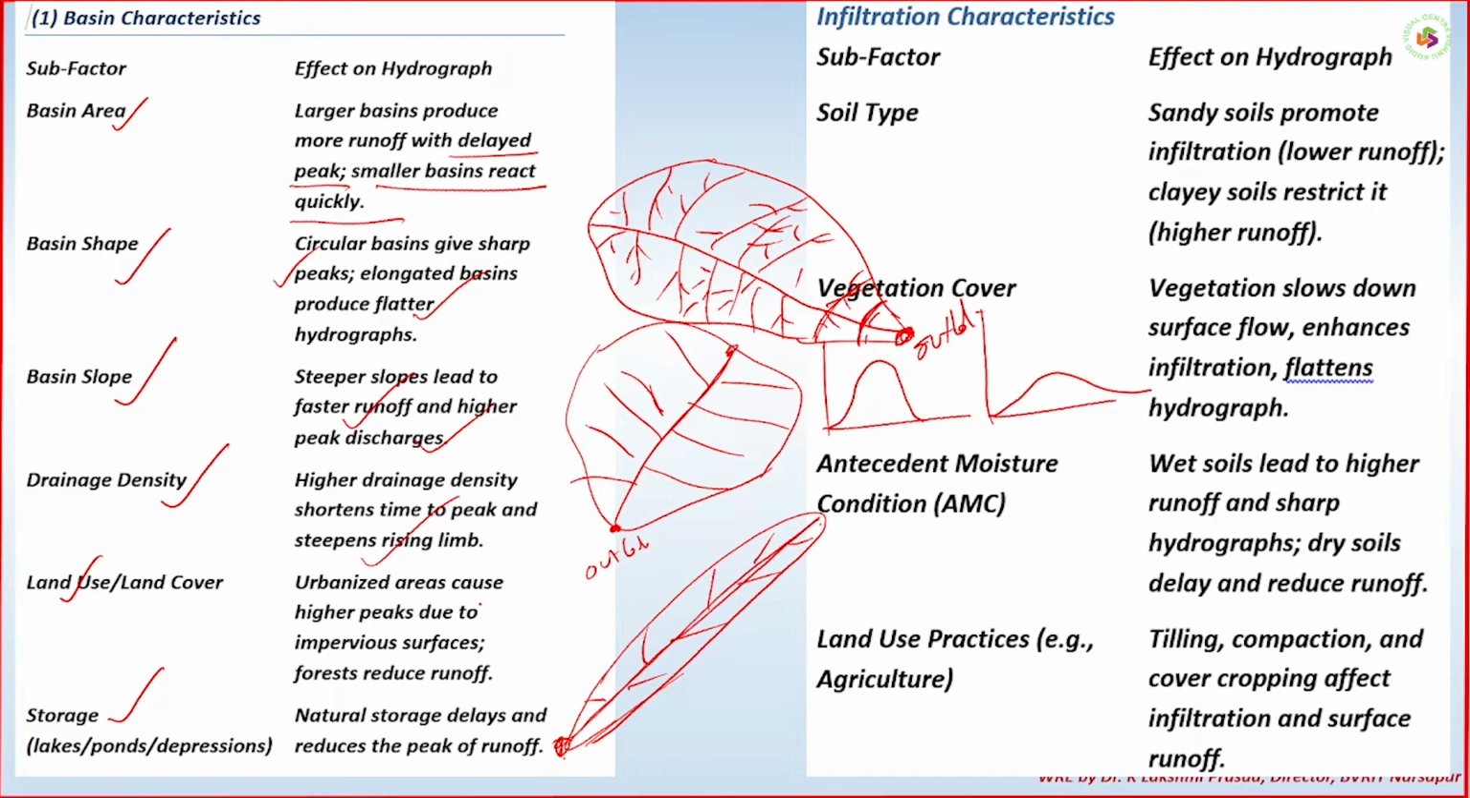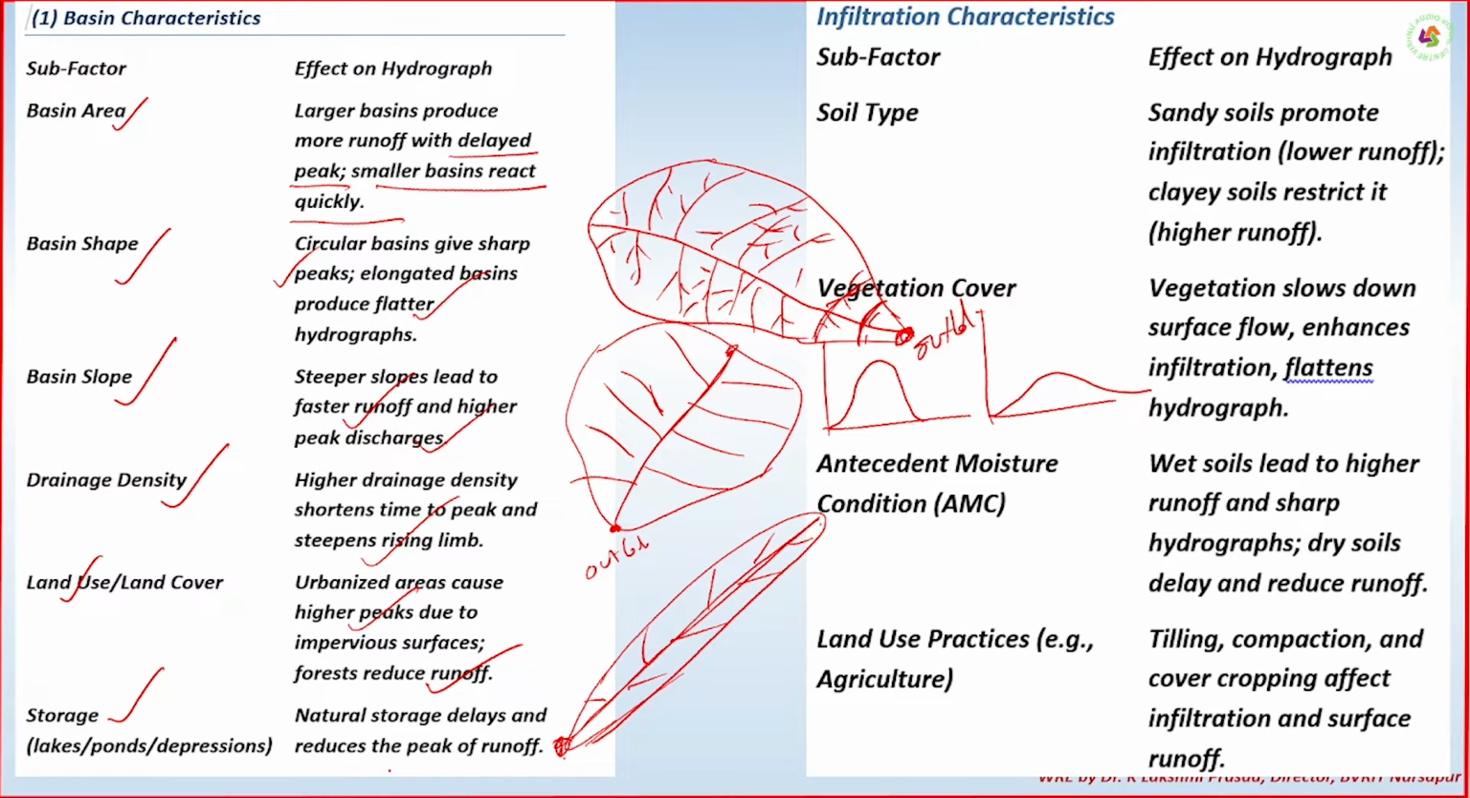Whereas urbanized areas cause higher peaks, because in urbanized areas the runoff is very, very high and infiltration is very, very low. Whereas in a forest, naturally the runoff is very low, and most of the water goes into the soil itself. Then natural storage delays and reduces the peak runoff. So these are the factors for basin characteristics.